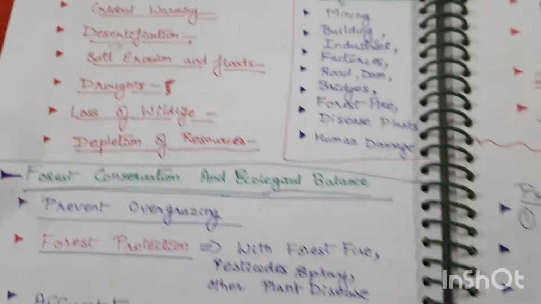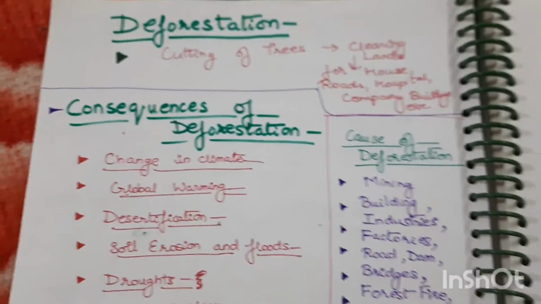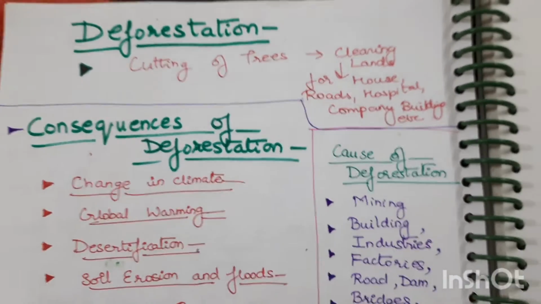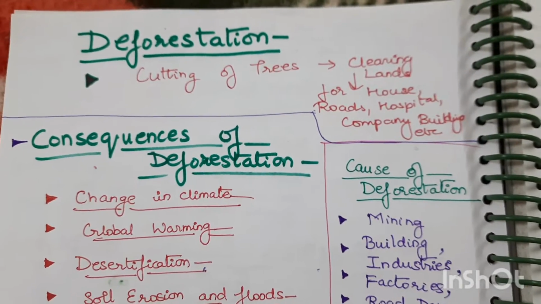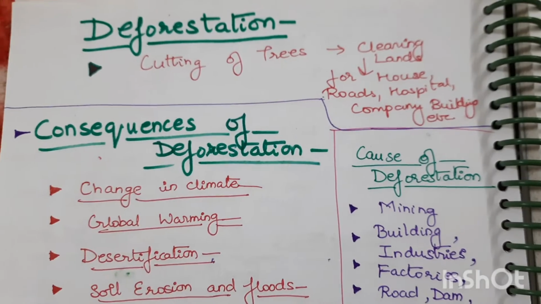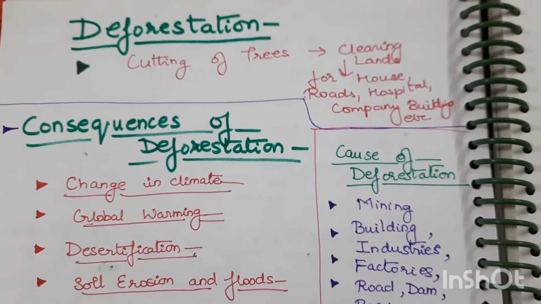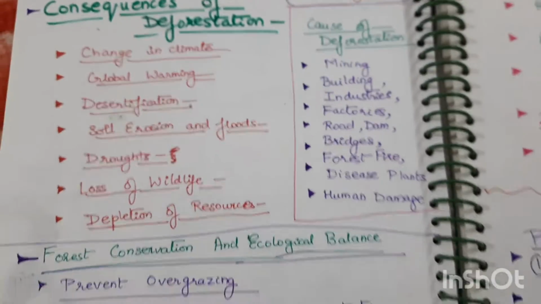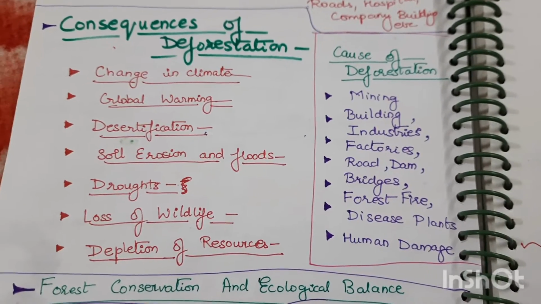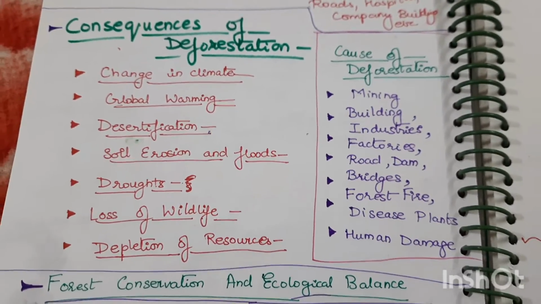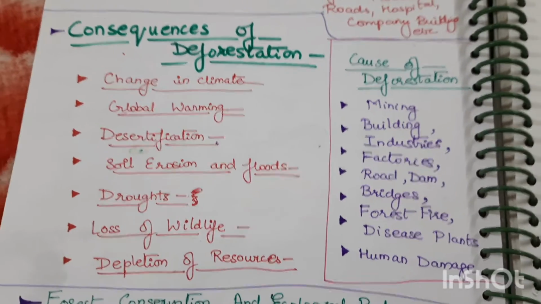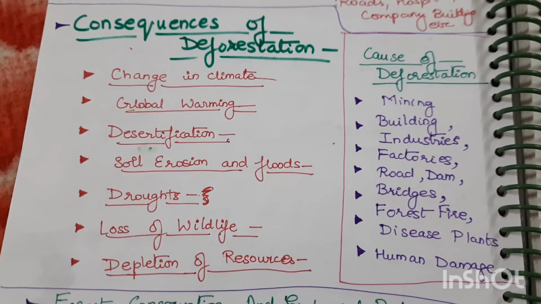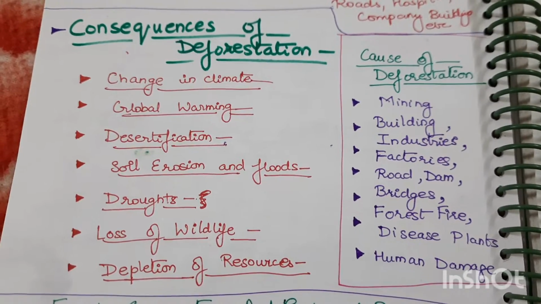Now next is deforestation. What is deforestation? Deforestation is the cutting of trees or the clearing of land. Why do we clear the land? For human use, of course, for building hospitals, houses, roads, companies, industries, and so on. And also deforestation is due to our furniture need, timber need, and all that. So deforestation is cutting of the tree. Now what are the consequences? Due to deforestation, there are many things: ecological disturbances happen, and due to that, number one, change in climate. Number two, global warming. Number three, desertification, that is, desert is forming due to loss of forest.